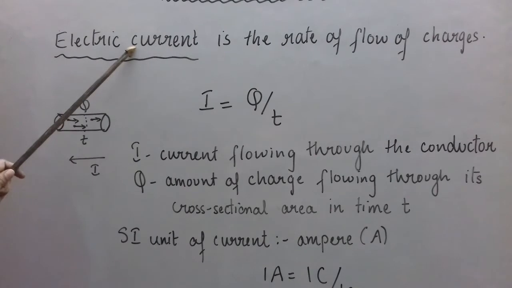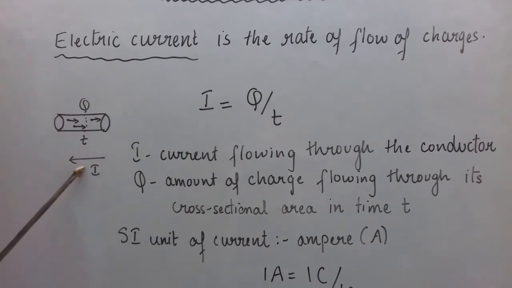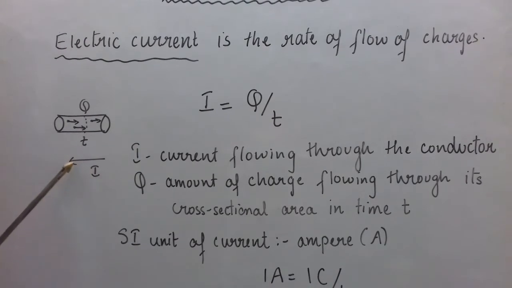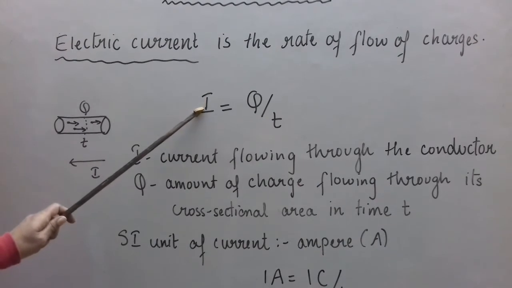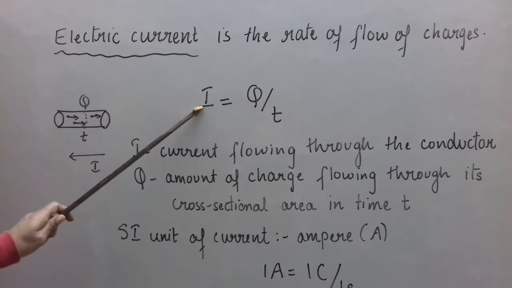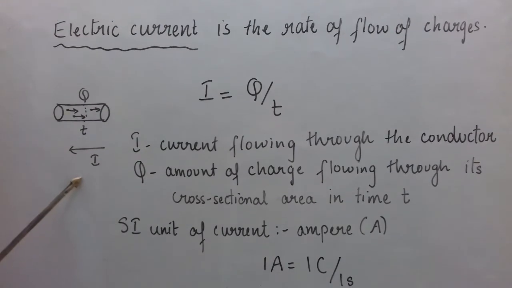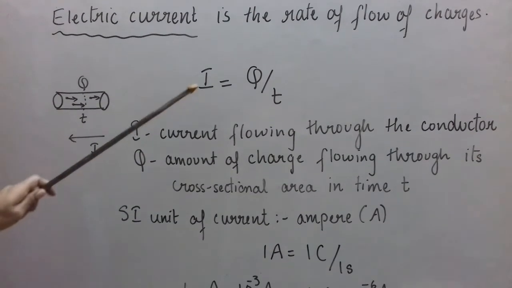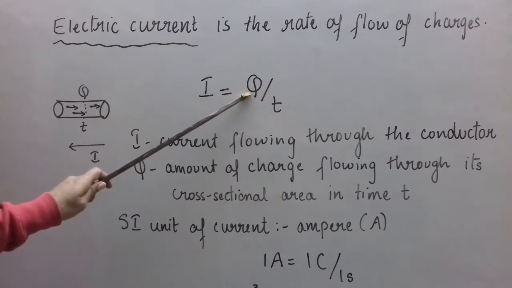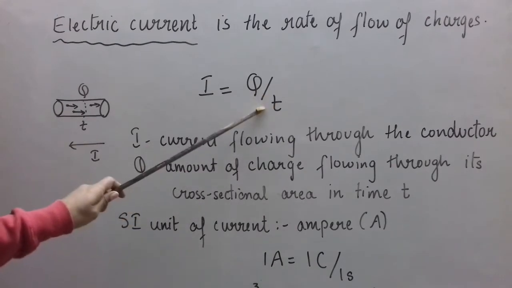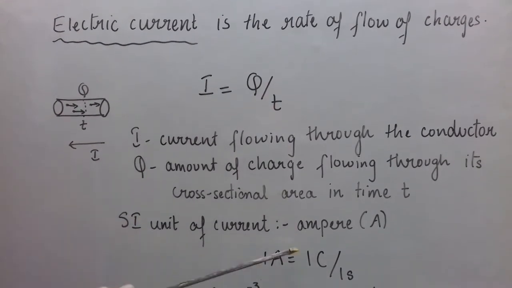So I hope the definition and the formula are clear to you. Although it has direction, its direction is not as the direction of a vector quantity. It is a scalar quantity only, and it has SI and CGS units. As I told you, in this chapter we'll be seeing SI units only. So I is equal to Q by T, and you know the SI unit of charge is coulomb and the SI unit of time is second. SI unit of current is coulomb per second.